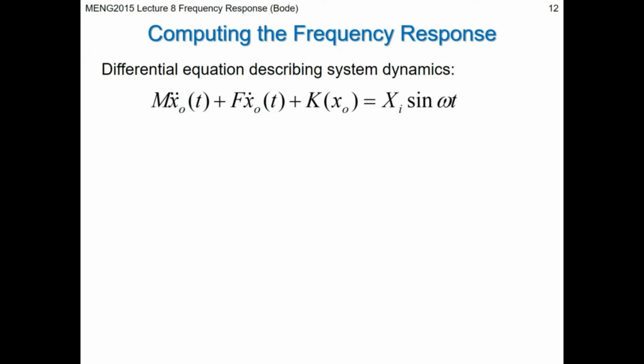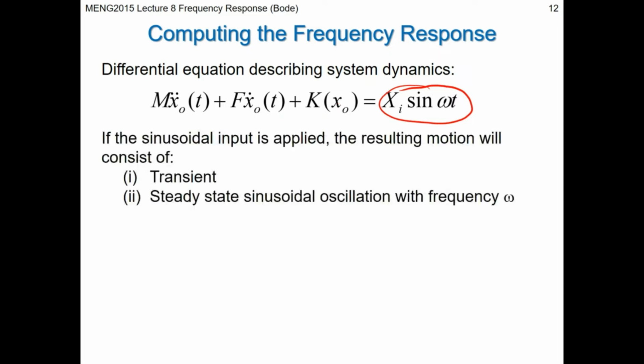Our differential equation describing the system dynamics, all I've done here is equate that to our input forcing function, xi sine omega t. Right, so all the rest of this is familiar to us, because we derived that last time.